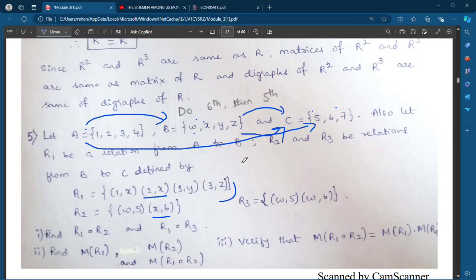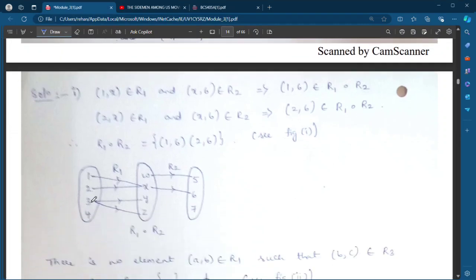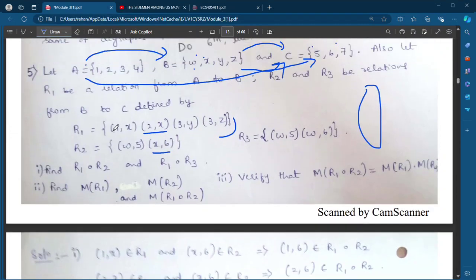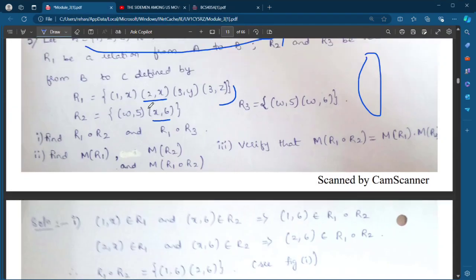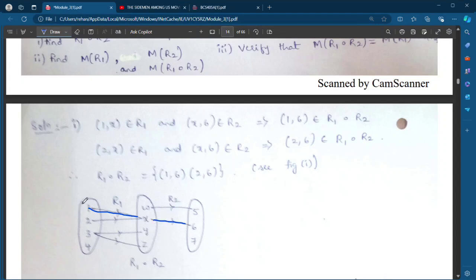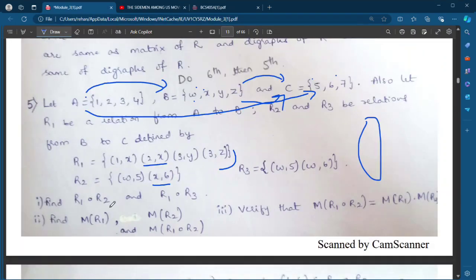So I'll be taking only those terms here. Now see here, 1 to X I have. I think you won't understand until, okay, see here. This is already done. So what is the R1 I'm taking? 1 to X I have. Then X to 6 I have. Then I can say that from 1 to 6 I have something. So this 1 to 6 is nothing but R1 composition R2. The simple thing you have to understand is here 1 comma X is there. If there is any term starting from X, X comma some other term should be there, and that should belong to R2 itself.